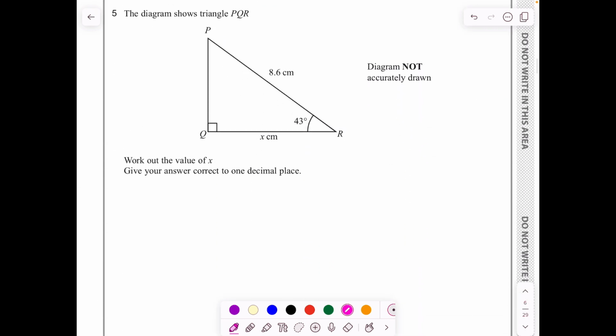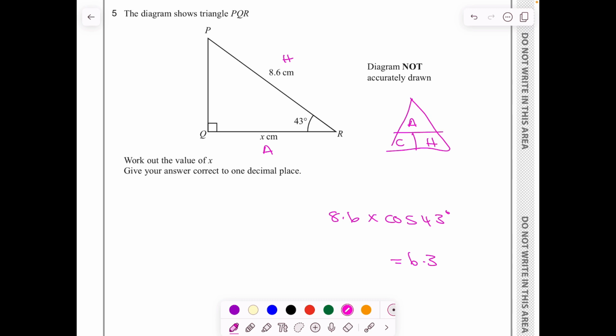Right, nice straightforward trigonometry here. So we label the sides, we've got the hypotenuse, and we've got the adjacent. So hopefully you'll figure out quite quickly that we needed to use CAH out of SOHCAHTOA. And if you cover up what you're trying to find, so we are trying to find the adjacent, cover it up, it's telling us to multiply. Okay, so our answer should be 8.6 times cos 43. And then when we use our calculator to work that out, it gives us 6.3.